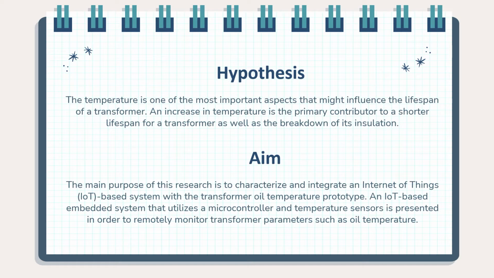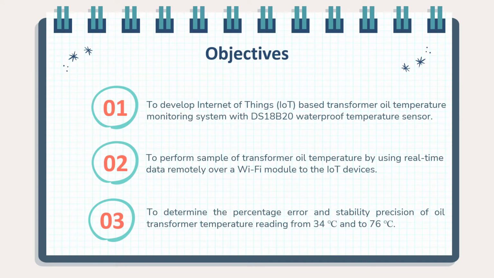The aim of the project, the main purpose of this research, is to characterize and integrate an IoT-based system with a transformer oil temperature prototype. An IoT-based embedded system that utilizes a microcontroller and a temperature sensor is presented in order to remotely monitor transformer parameters such as oil temperature.